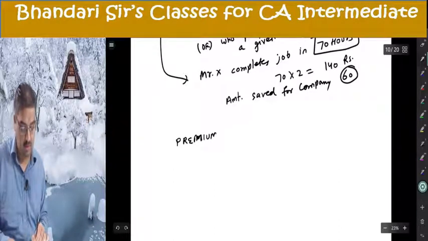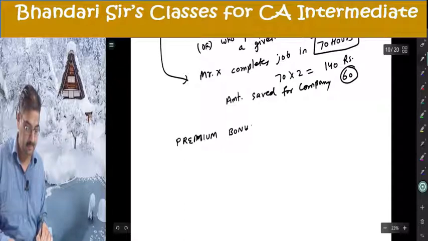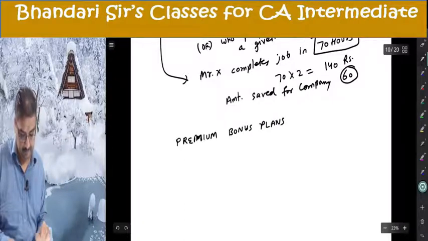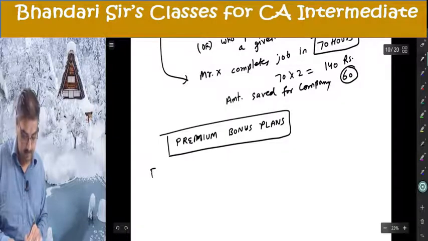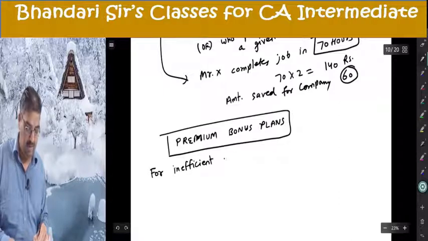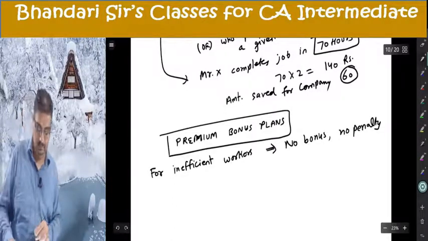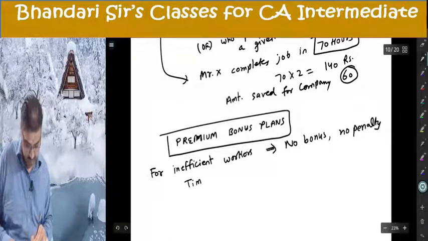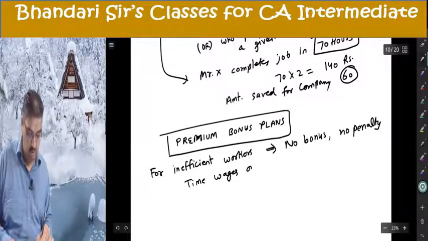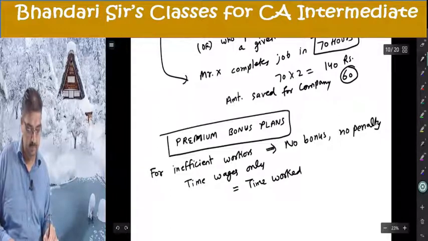Premium bonus plans. For inefficient workers, no bonus, no penalty. Time wages only. That is time worked multiplied by rate per hour.